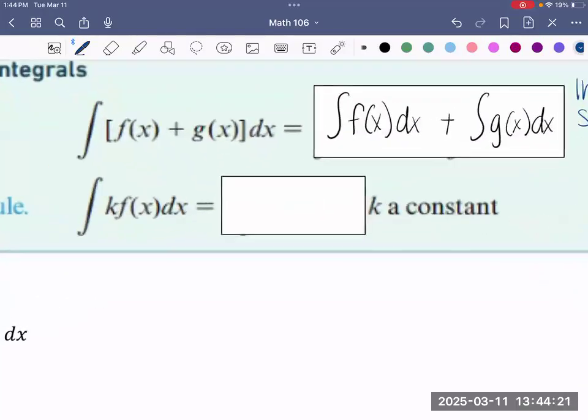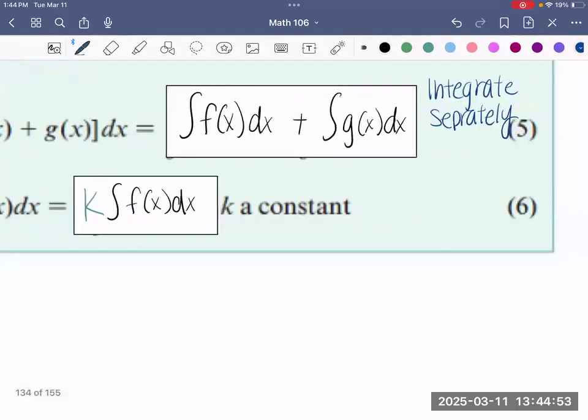And another one is that if you have any sort of coefficient on the outside, that is not going to affect the overall integration process. It will affect the answer at the very end. But in the meantime, what you can do is put k on the outside of your integral and integrate as you normally would. And then you can bring back your coefficient to simplify.